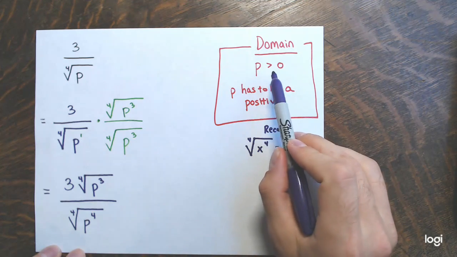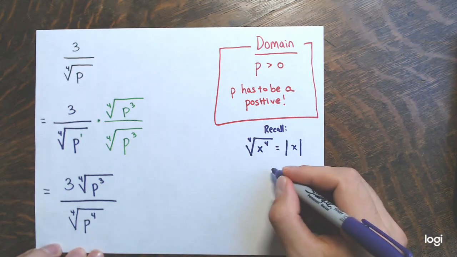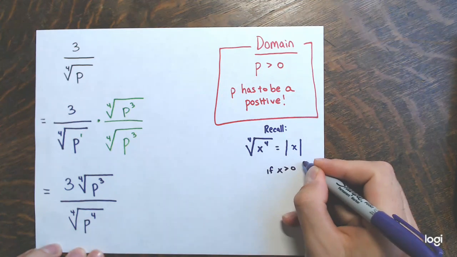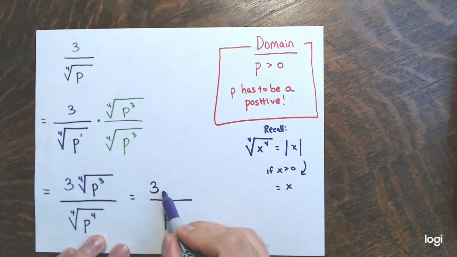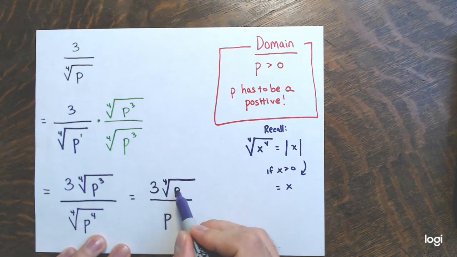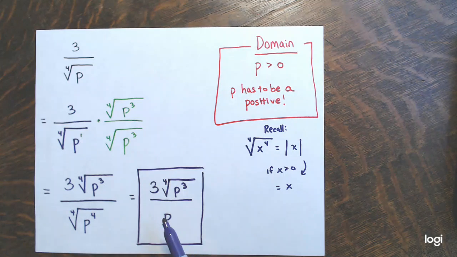But we already said earlier, p has got to be positive anyway, so there's no need to write the absolute value of p. If the number inside is already positive, then you don't need the absolute value. So p is positive, and that denominator you can just write as p, even though normally you would put the absolute value. And the numerator is again 3 times the fourth root of p cubed. And there we go. The numerator and denominator don't have any common factors, and the denominator is rationalized. It doesn't have a radical anymore.